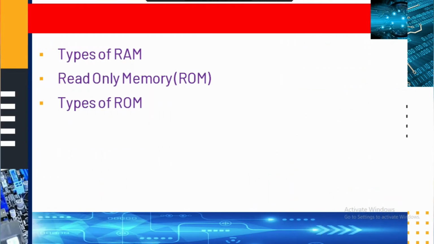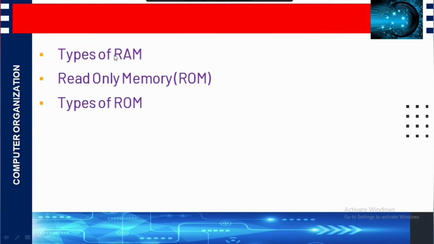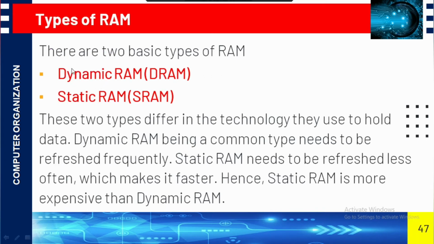In this video we are going to discuss the types of RAM, read only memory, and the types of ROM. So what are the different types of RAM, what is meant by read only memory, and what are the different types of ROM. First we see the different types of RAM that are used. There are two basic types of RAM.